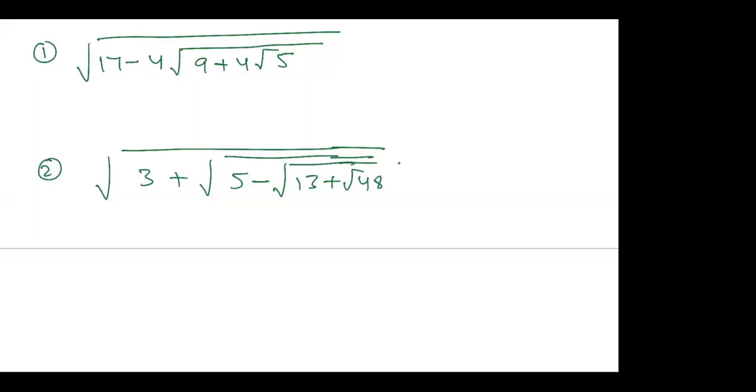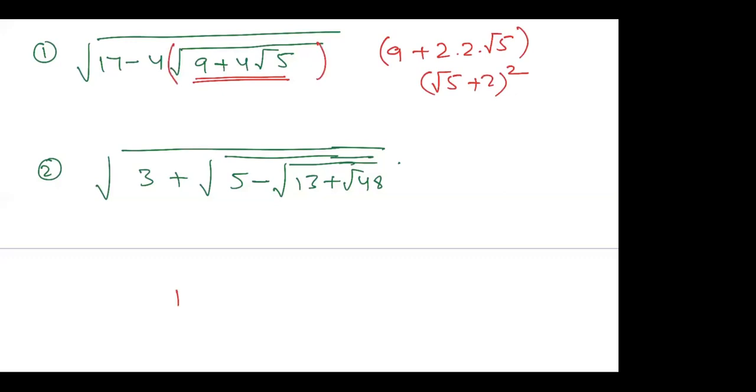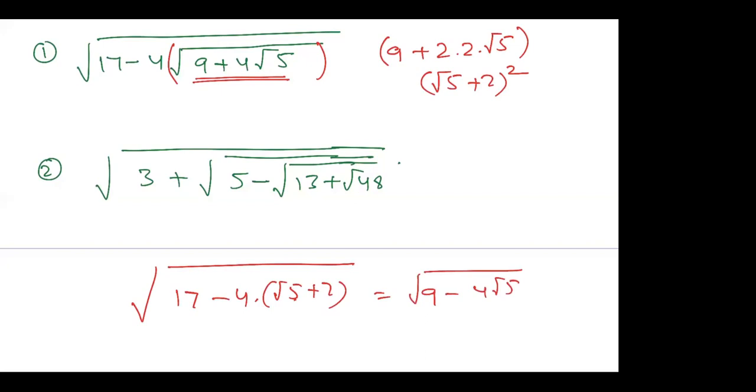See, first start with this one. 9 plus 4 root 5. So we can write this as 9 plus 2 into 2 into root 5. Or we can rewrite this as root 5 plus 2, the whole square. Root 5 square is 5 and 2 square is 4, so 5 plus 4 is 9. So this complete thing is 17 minus 4 root 5 plus 2 in the under root. Again, 17 minus 8 is 9 minus 4 root 5 in the under root. So this will be root 5 minus 2. Answer for the first one.